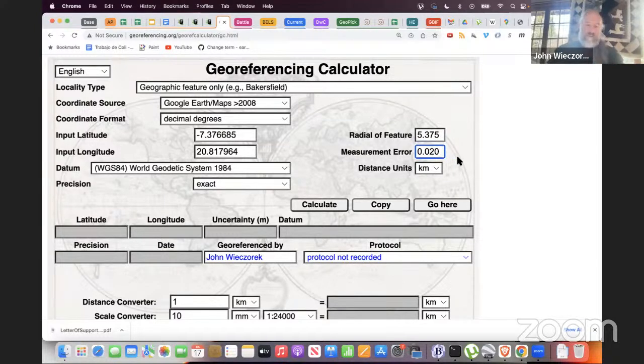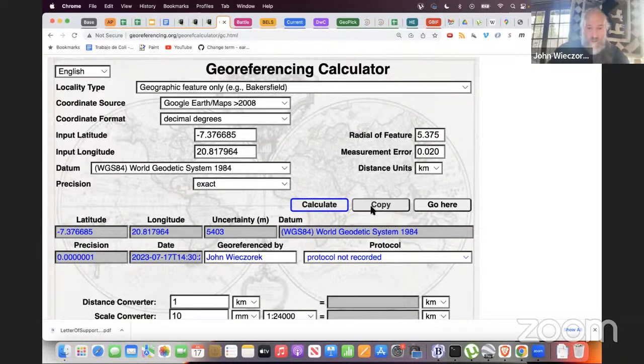Let's assume that I actually can measure that and that I did. So I've entered everything that I need to for a geographic feature only calculation. All that's left to do is calculate. And here are my values. Do you want me to copy these into chat so you could put them into your mapping technique? Would you like to do that?